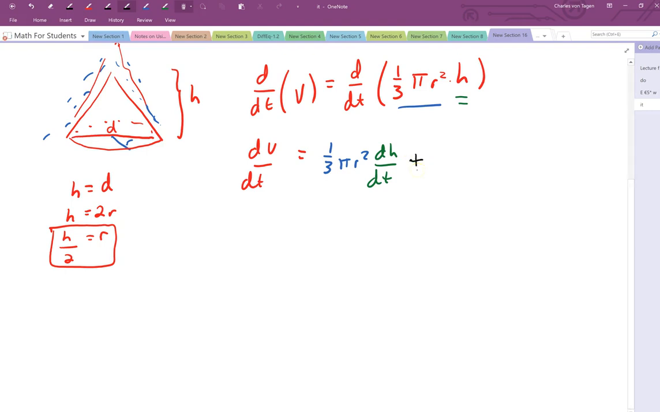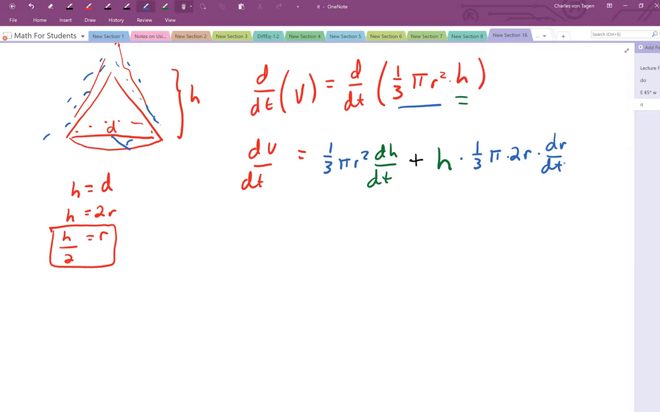Plus, and then on the right hand side, so that was our first derivative of the second, we now get the second, h, times the derivative of the first. So what's the derivative of the first? It would be 1/3 pi times 2r times dr/dt.